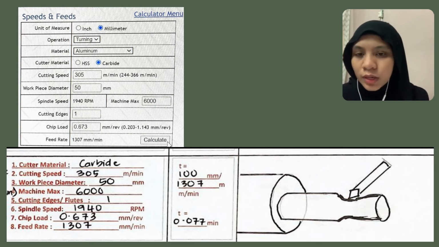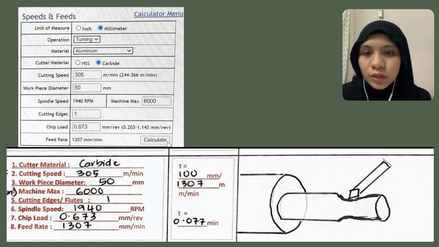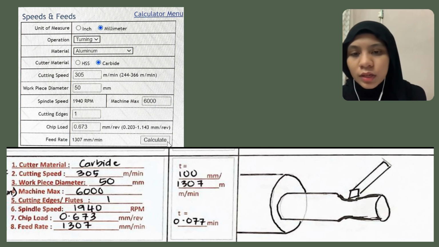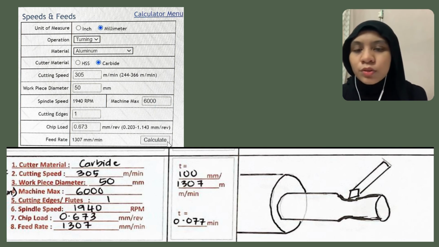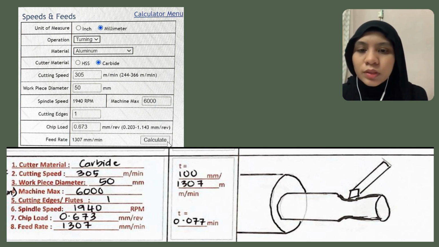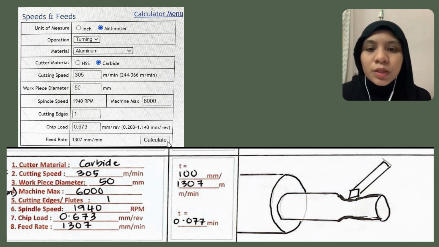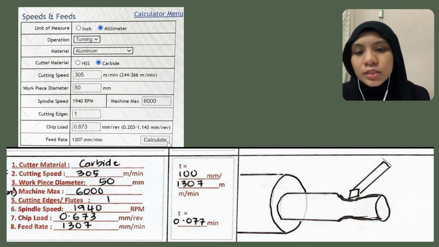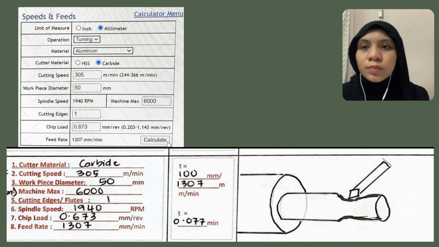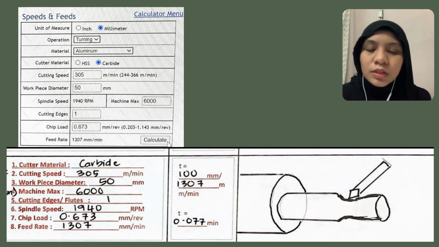For the next box, which is estimated time, I calculated it using the formula of length of cut divided by feed rate. The length of cut that I got in this process is 100 millimeter, divided by the feed rate that I received earlier through the website, which is 1307 millimeter per minute. After I calculated it using a calculator, the estimated time for this process is going to be 0.077 minute. And that will be done for part C.